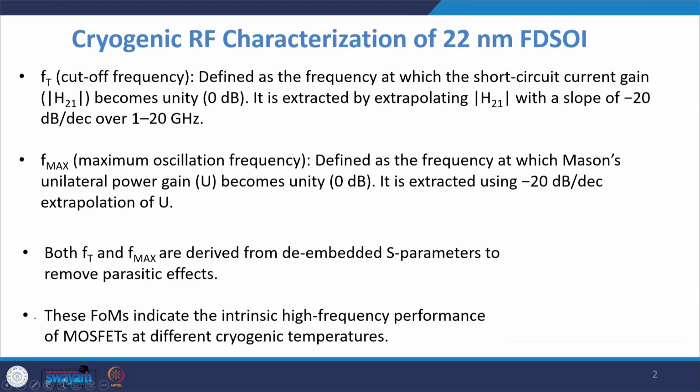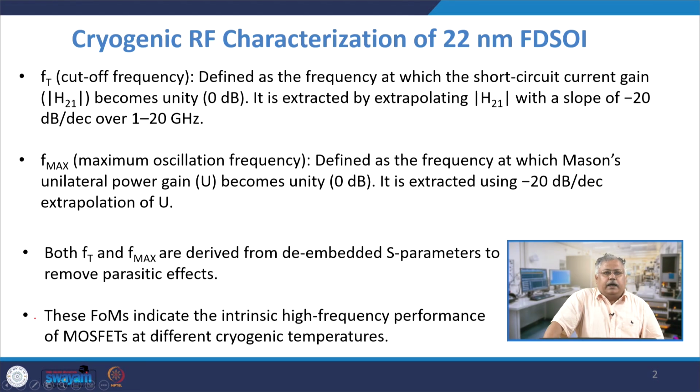This is lecture number 62, and this time around we will be modeling the RF part of the 22 nanometer CMOS FDSOI cryogenic device. So, basic definitions which you already know, but let me go through it once again. Ft is basically referred to as the cutoff frequency and is defined as the short circuit current gain. That is the frequency when your short circuit current gain becomes unity.